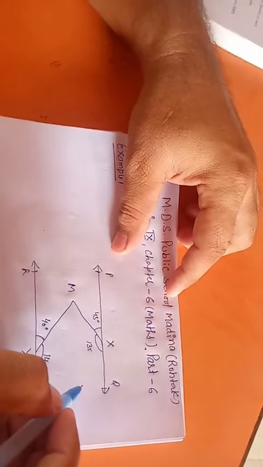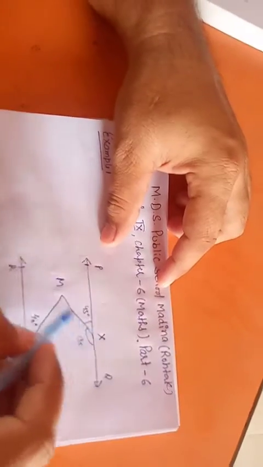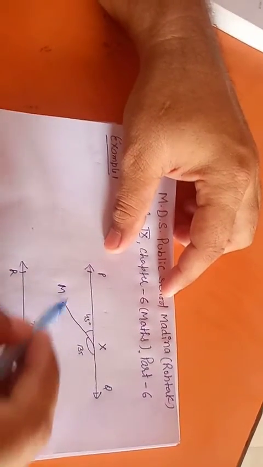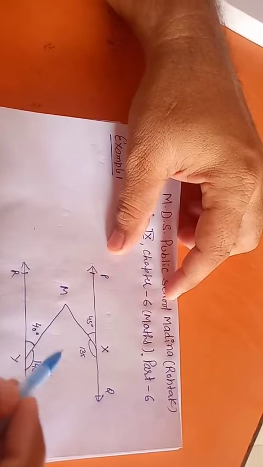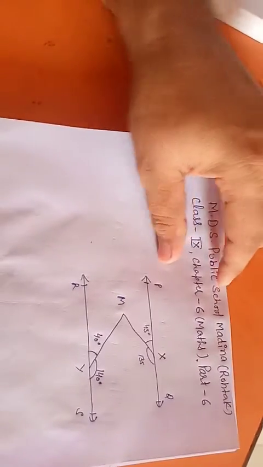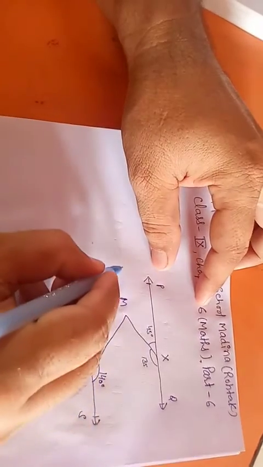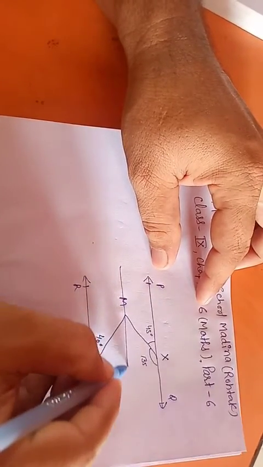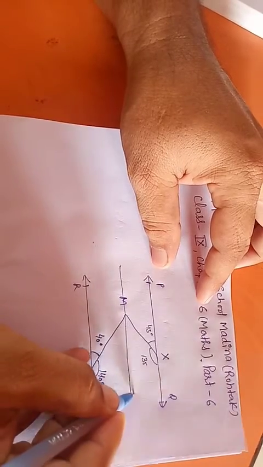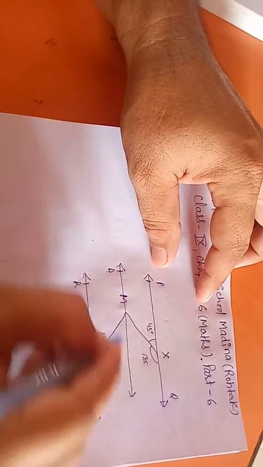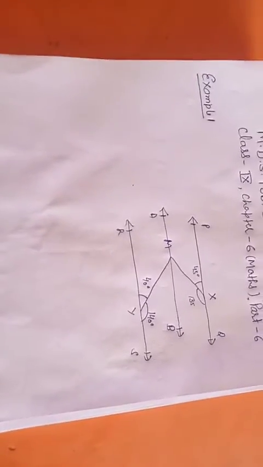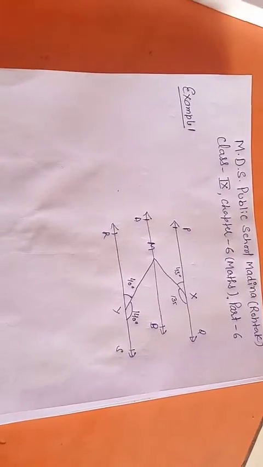You have to find out which angle? Angle XMY. It means you have to find out this angle. So you need a construction here. You can draw a line which is parallel to PQ and which passes through this point M. What's the name of this line? AB, which passes through M and is parallel to PQ. If it is parallel to PQ, it's also parallel to RS. Yes or no?